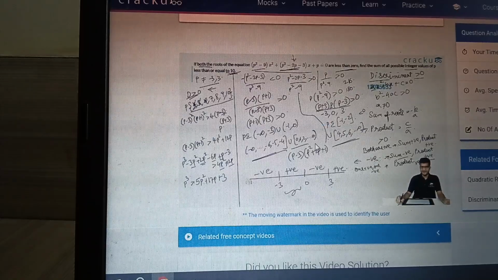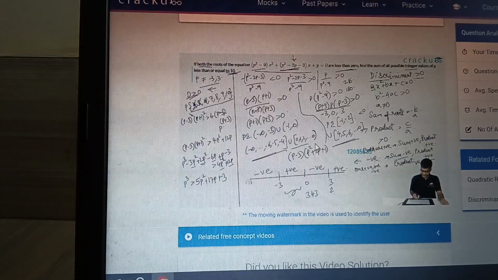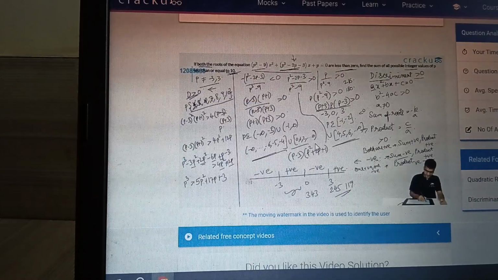Will this inequality be satisfied when p is equal to 7? p cube will be equal to 343. And 5p square will be 5 into 49, which is equal to 245. Plus 17p is 17 into 7, that is equal to 119. So again this inequality is not satisfied when p is equal to 7.